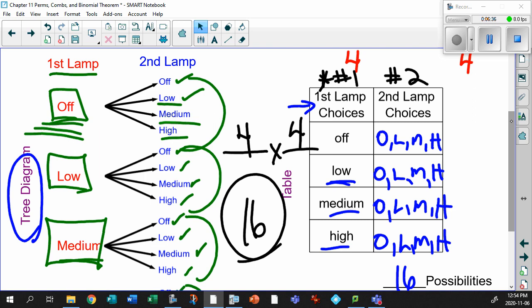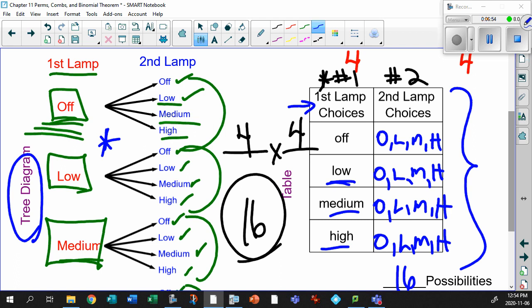So graphical organizers are really quite nice. They're time-consuming, but they let you see things visually and put it out there for you, really quite pretty, okay? So you can use the old trusted tree diagram here. You can maybe build a chart, or you could just say, oh, four possibilities for the first one, four possibilities for the second one. I'm going to multiply them. Either way, I find out that there are 16 possibilities.